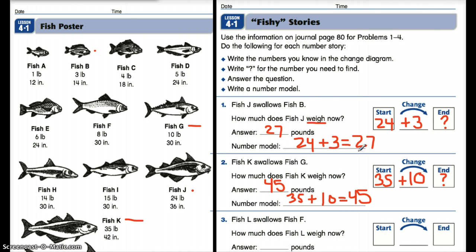Okay, so that's what your work should look like. If you need to make any fixes, press pause right now, erase that, clear it off, and make those corrections, and then press play when you're ready to continue.